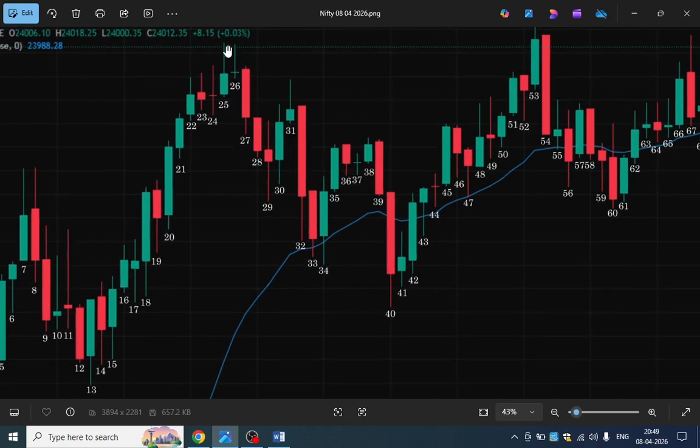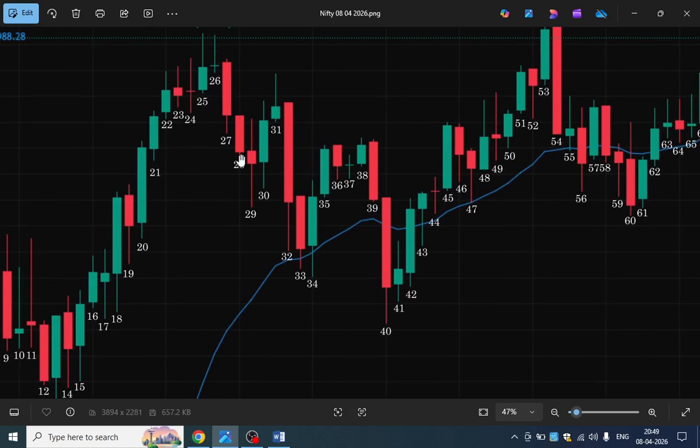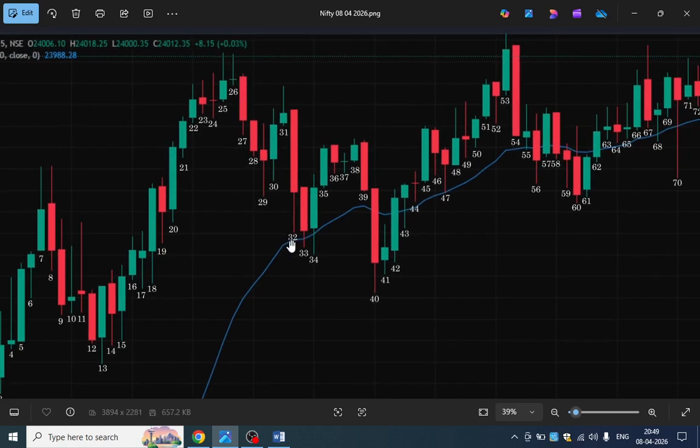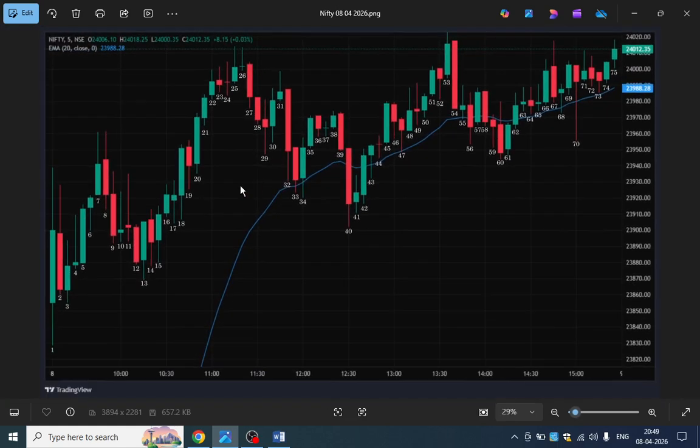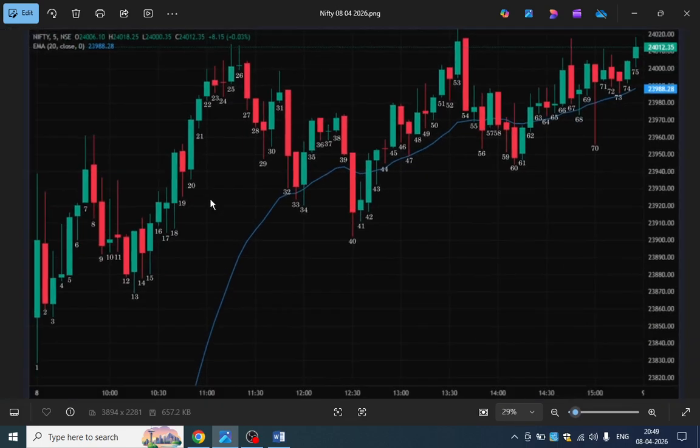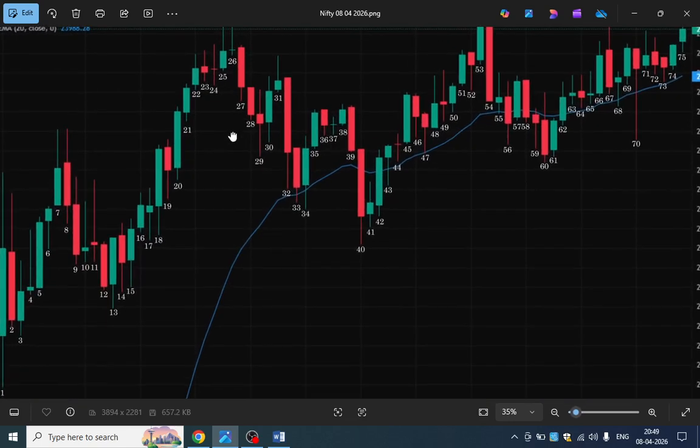Now you can see this is the first leg, and this is the second leg pullback, and these are two deep pullbacks that make the market move up. This could be the first push, second push and third push. This is actually an ABC correction, three pushes.